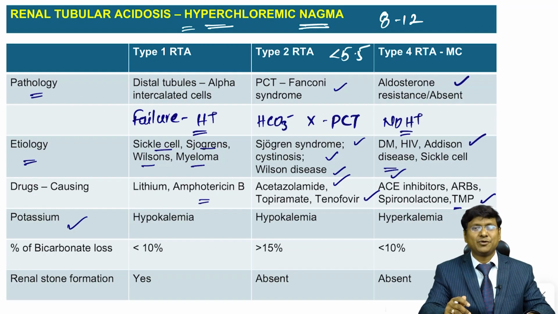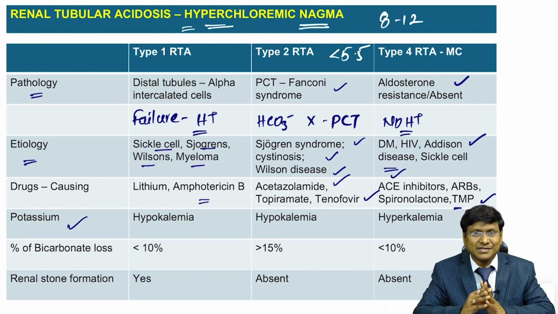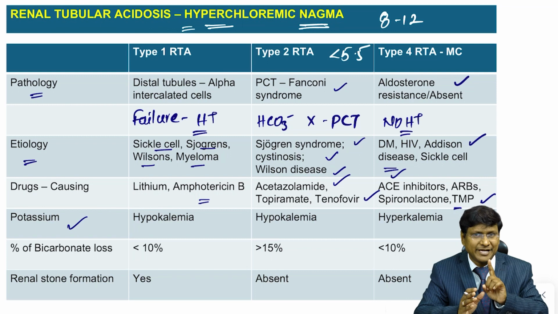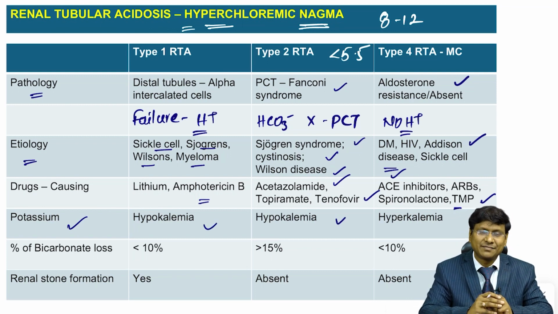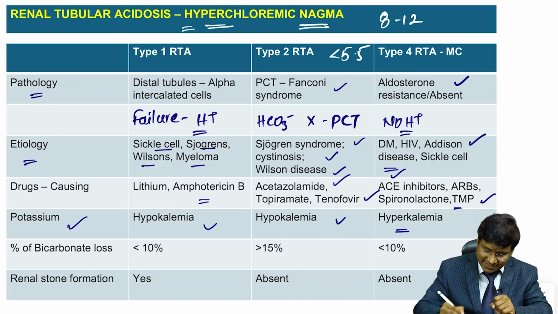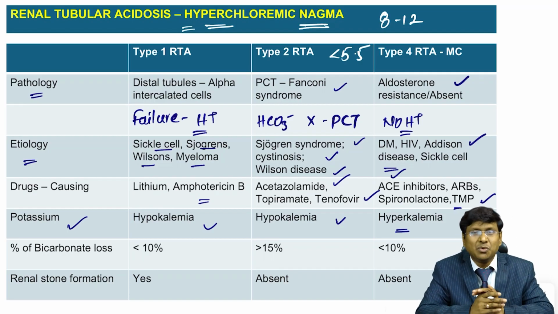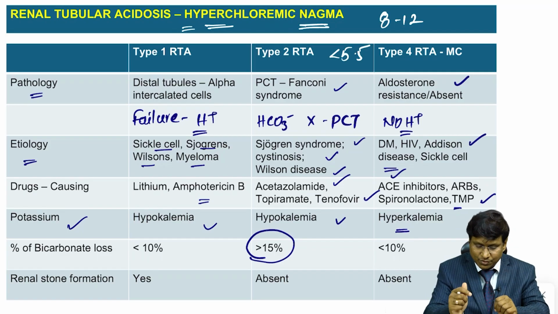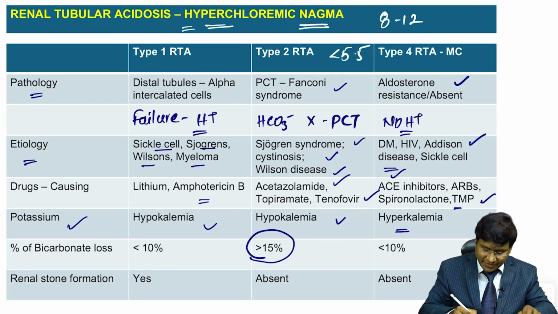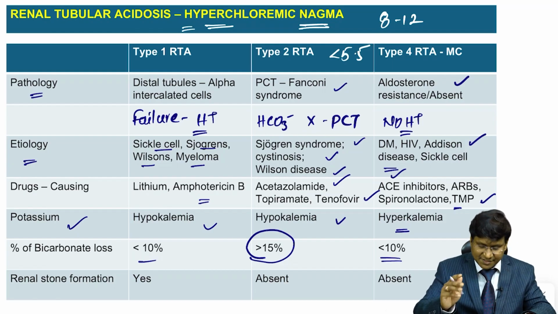And what will happen to the potassium level in case of renal tubular acidosis? Except in case of type 4, there will be hypokalemia in both. Whereas in type 4, you will have hyperkalemia, where there will be an increase in the potassium level. Now, what about the loss of bicarbonate? In type 2 renal tubular acidosis, there is maximum loss of bicarbonate, more than 15%. Whereas in type 1 and type 4, less than 10% of the bicarbonate is being lost.